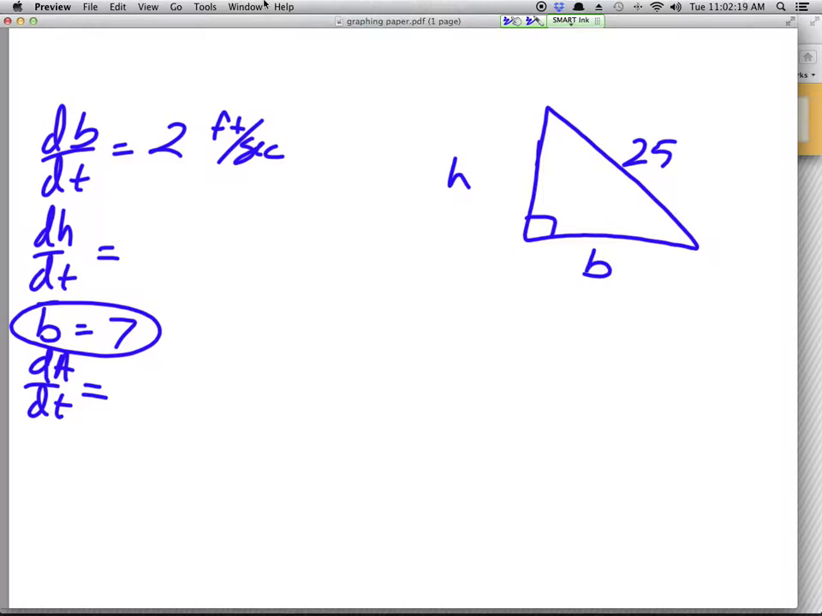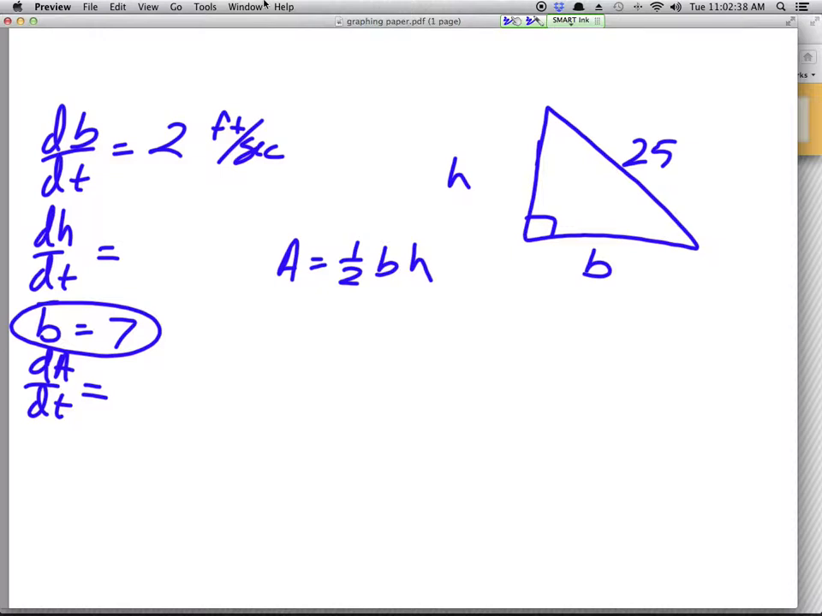So I have all the information I need. What do I need to go forward? I need the area formula. So what's the area formula of the triangle? It is 1/2 base times height.